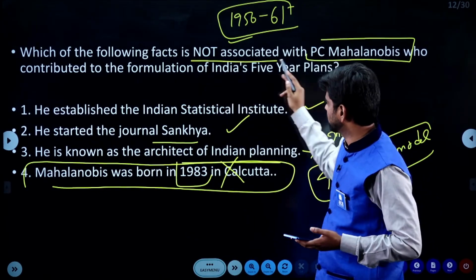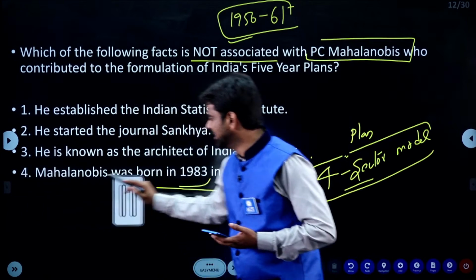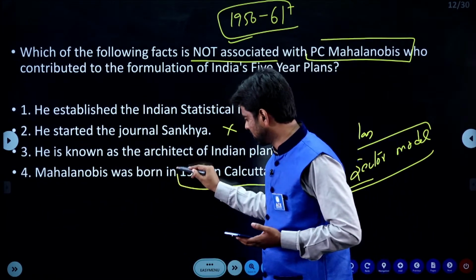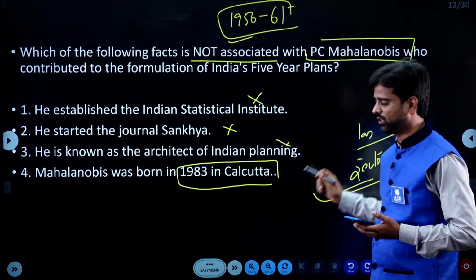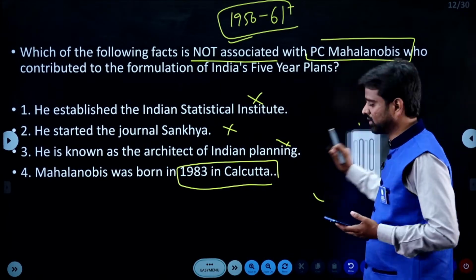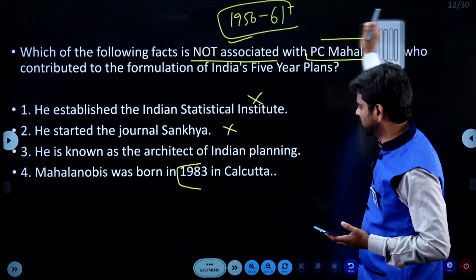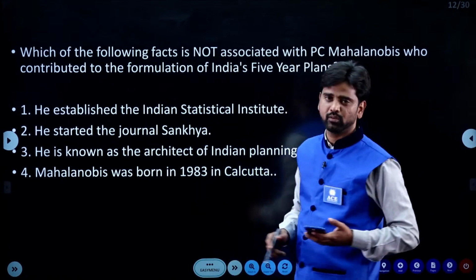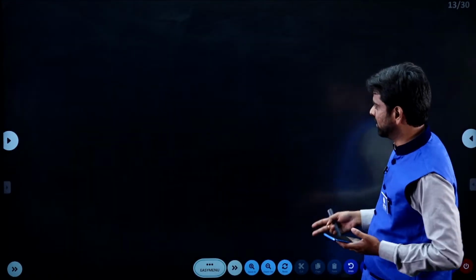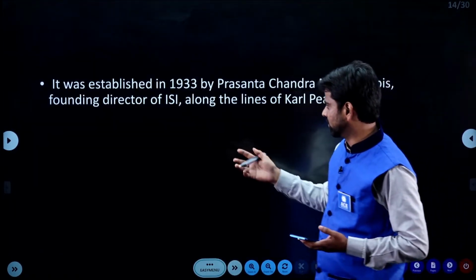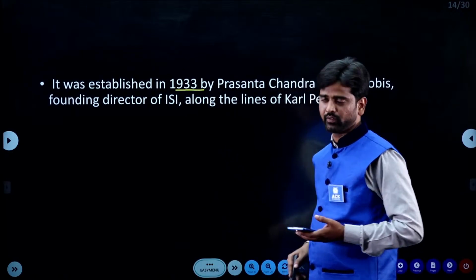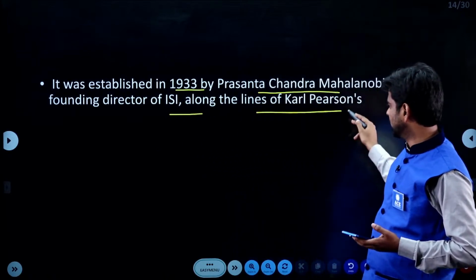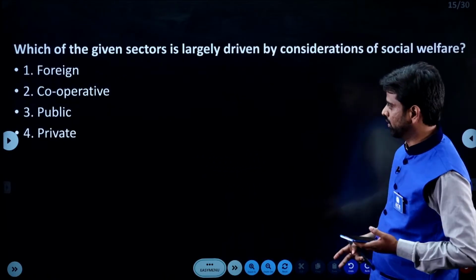Which of the following is not associated? You can easily eliminate it, guys. Even if you don't know the answer, you can eliminate it this way. A very simple, very easy question. This is a common sense question. You need not have any knowledge of the subject related to PC Mahalanobis, so you can easily answer it, guys. It was established in 1933 by Prasanta Chandra Mahalanobis, founding director of the ISI, along the lines of Karl Pearson. I think you already know about this.